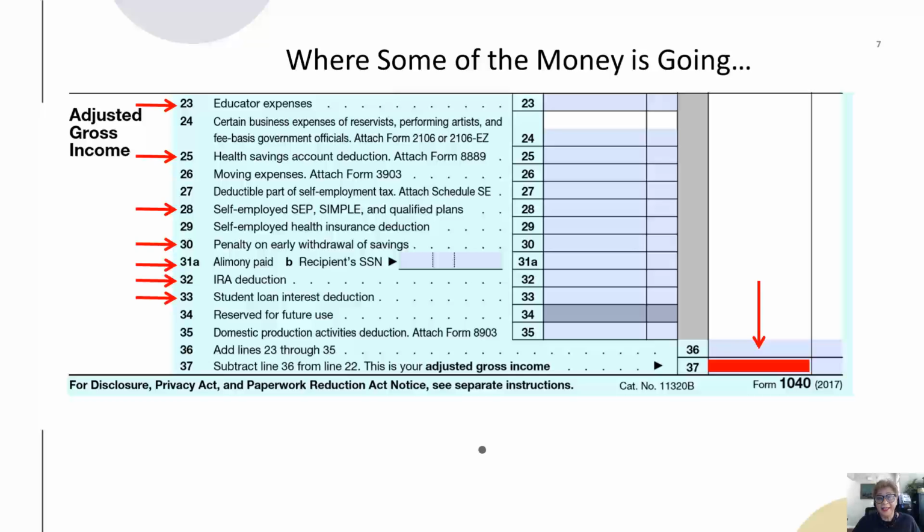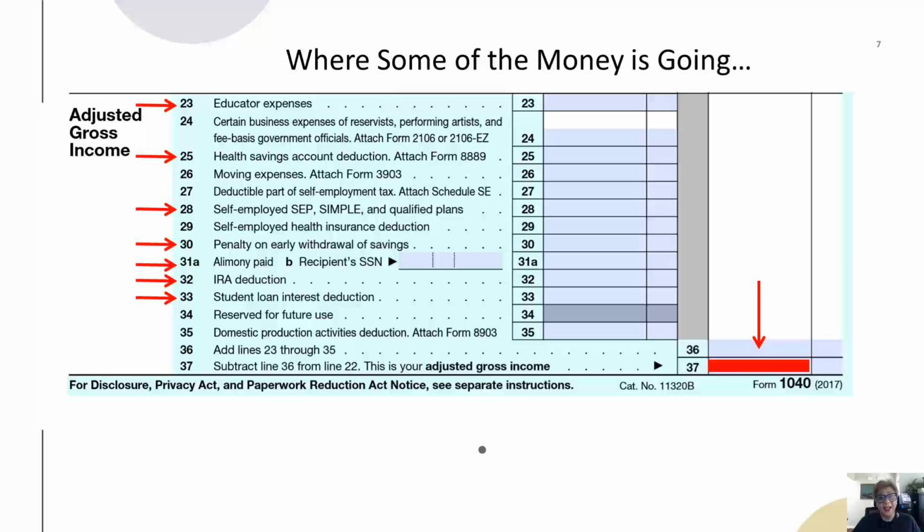Alimony paid. As I mentioned before, for those people who have their divorce decree before the beginning of this year, alimony is taxable to the person who received it, and it will be a deduction to the person who actually paid it. And then if you see student loan interest, then somebody in the family is or has been a student and they're deducting that interest.